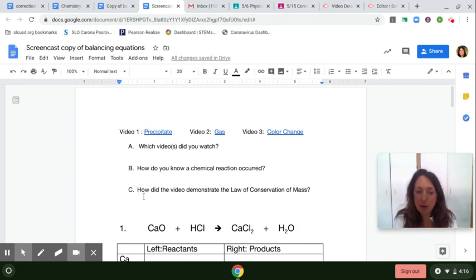And then the second part was, how did that demonstrate the law of conservation of mass? Well, in each one of those, they showed you the beginning mass of the reactants. And after the reaction occurred, they showed you the ending mass, and it was the same. So even though the substances totally changed, they became a gas, they changed color, they became cloudy and formed a solid, they did not lose any mass or gain any mass. And so that's the law of conservation of mass. They had the same mass before and after the reaction.